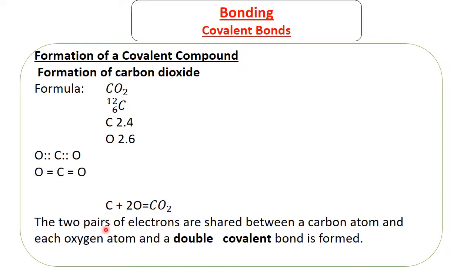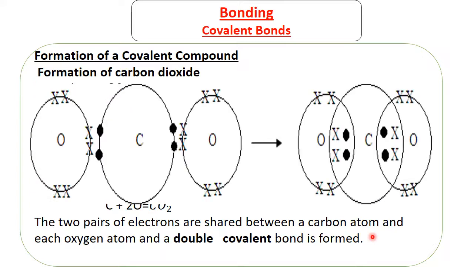So in summary, the 2 pairs of electrons are shared between a carbon atom and each oxygen atom, and a double covalent bond is formed. The visual representation is this: carbon with its 4 electrons and oxygen with its 6. Oxygen is going to contribute 2, carbon is also going to contribute 2, and the same is going to happen this side, and we're going to have this. So this is carbon dioxide.